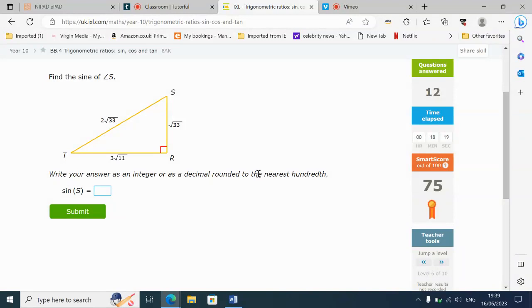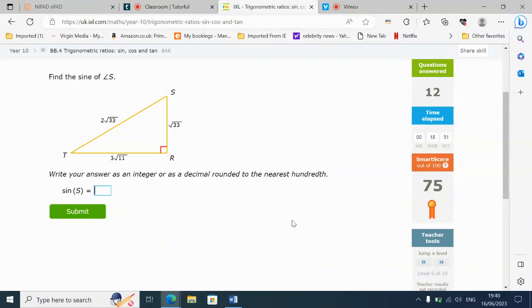So walk me through it. So sine. First, what I did was 33 squared. Sorry, square root of 33. Okay, wait, hold on. So we know first of all it'll be 3 square root 11 over 2 square root 33. That's to find the sine.